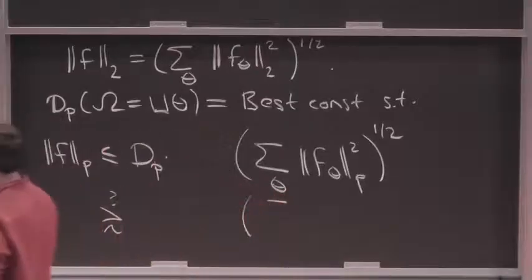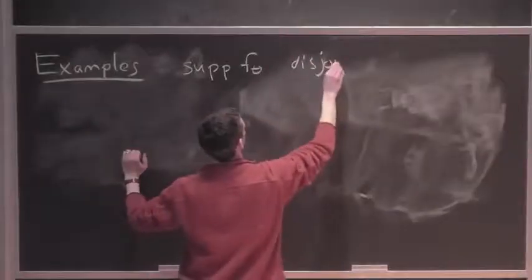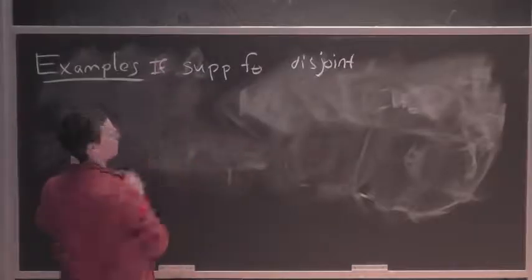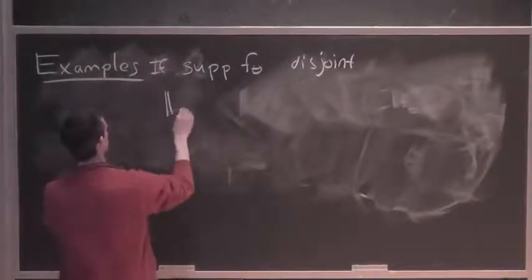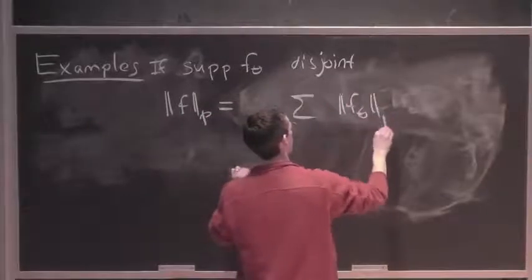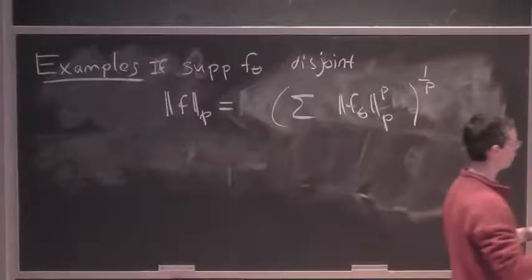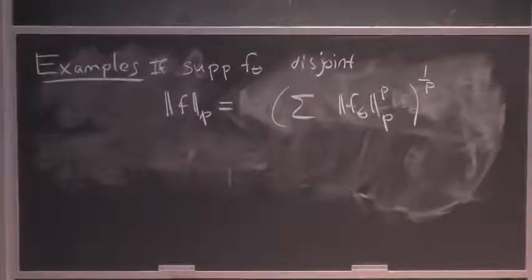OK, so two examples to keep in mind. As a warm-up to the examples that I had planned, one thing that could happen is that the supports of the f theta could be disjoint from each other. If that happens, then the LP norm of f is exactly the sum of the LP norms of f theta to the p, to the 1 over p. Maybe I should mention that I will always be interested in p that are bigger than 2 in this talk, which is true in that theorem.